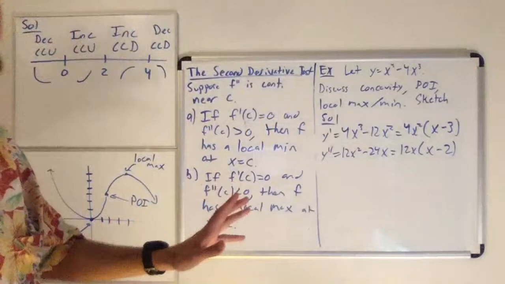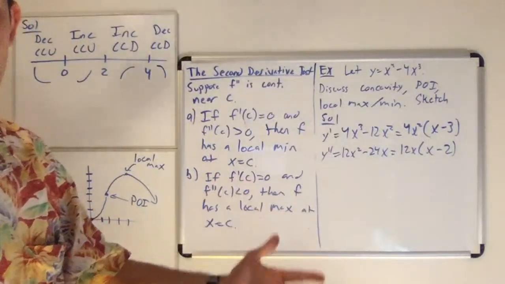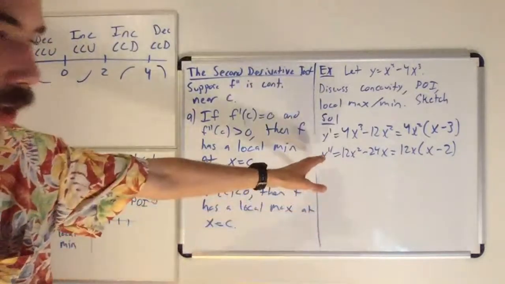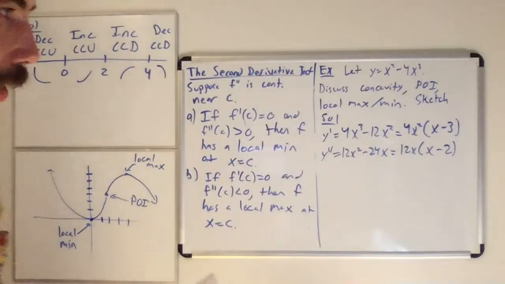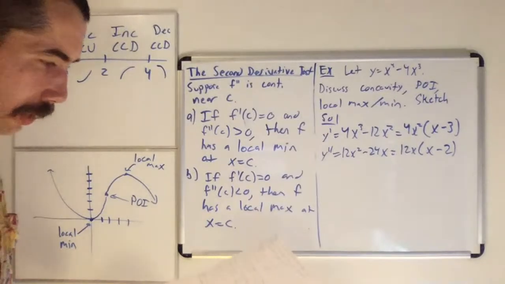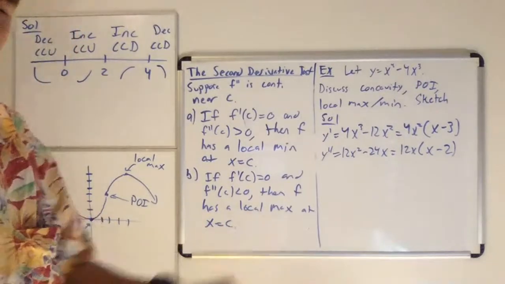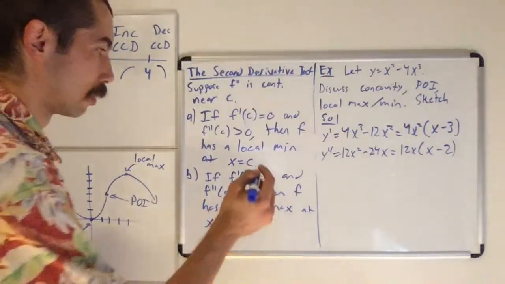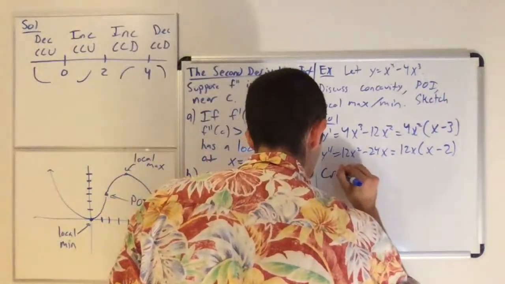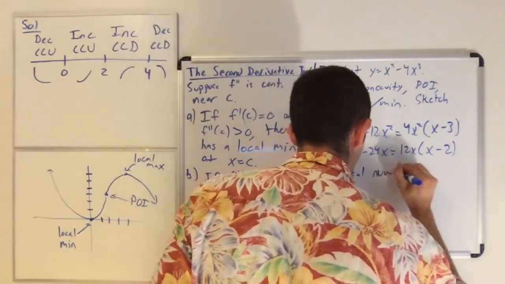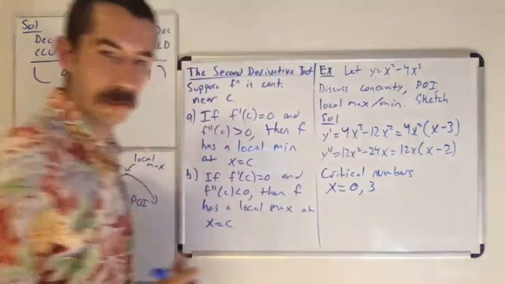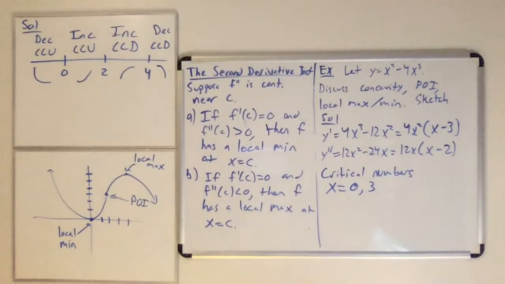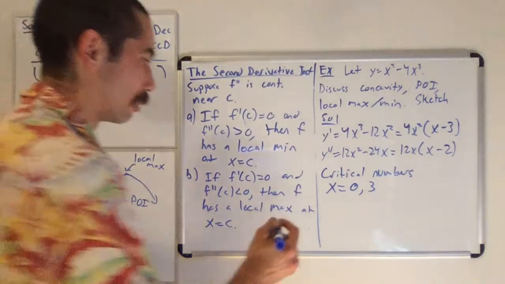We want to find not just when it's equal to 0, but also when they're undefined. Okay, but these are polynomials, so they're always defined. But in general, we'll have to check both when they're 0 and undefined. So the critical numbers are x equals 0 and 3. And then we should find when the second derivative is equal to 0.